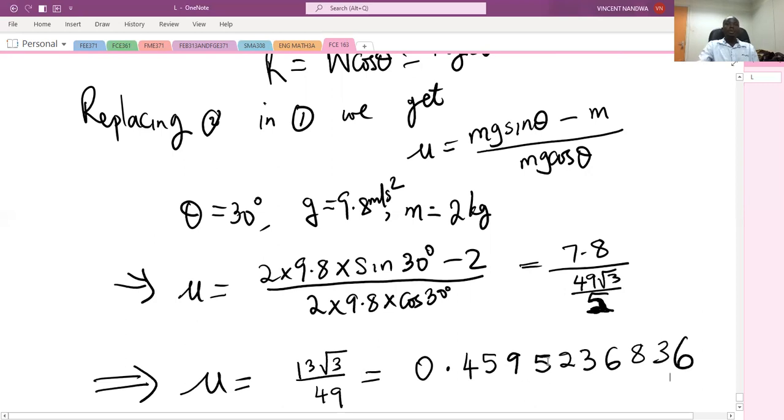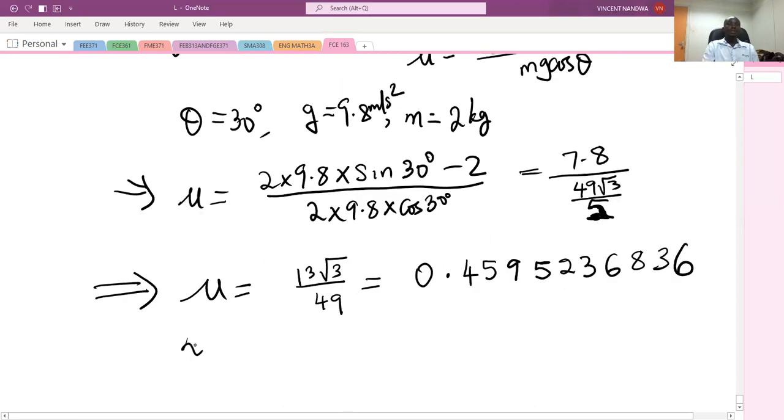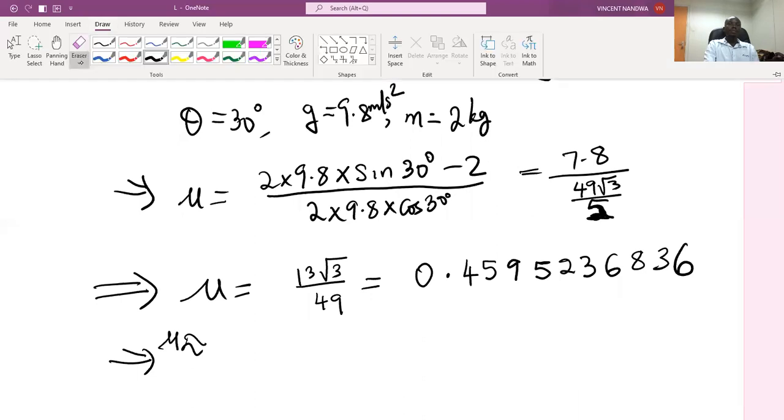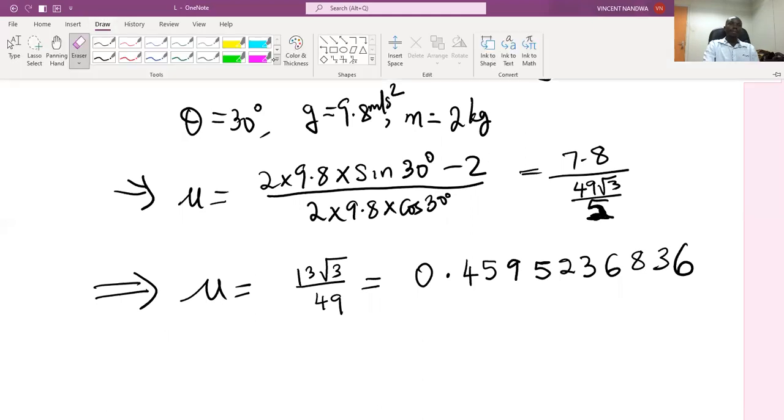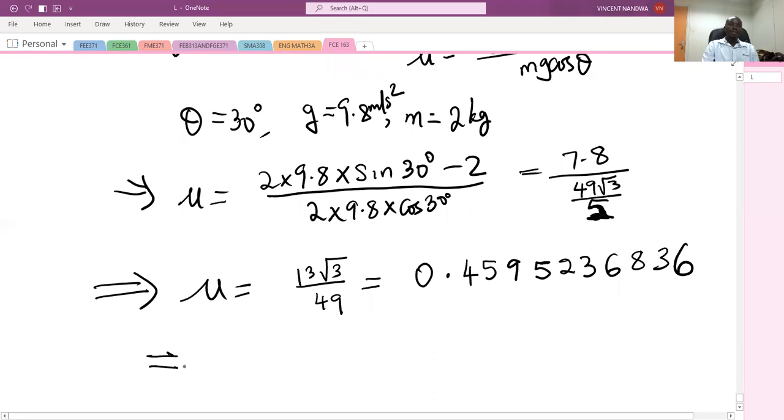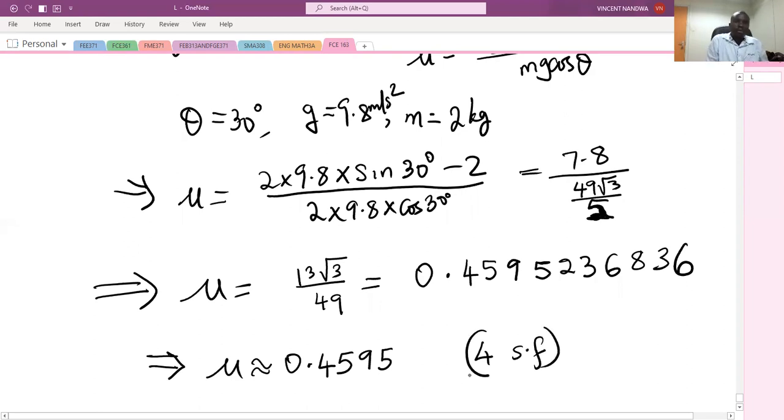Remember, mu, the coefficient of friction, has no units, so that means mu is roughly 0.4595, to 4 significant figures. So that is what we get.